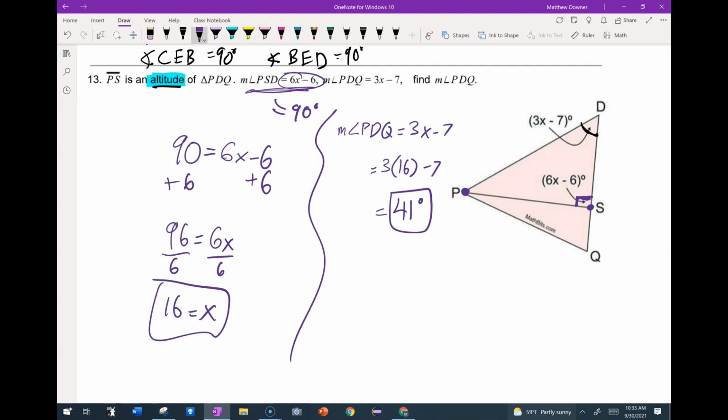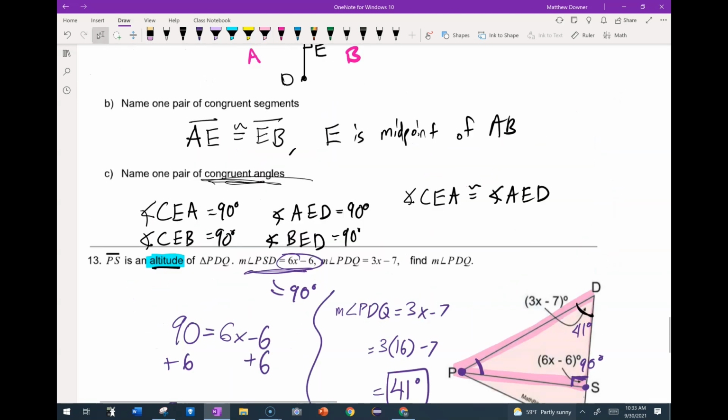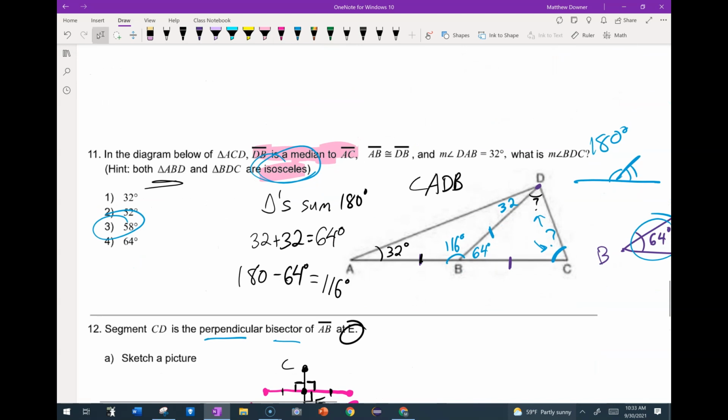So realistically, I could do a lot of things here, even though this is the answer I'm looking for. Now that I know this is 41 degrees, I know this is 90 degrees. If I wanted to figure out this angle on the other side, that should be 90 as well, because those 2 angles should be supplementary. Or if I wanted to figure out this third angle, if I'm looking at this triangle right here, I know that all 3 of those angles should sum to 180. So there's lots of things I could do here. Keep that in mind for something like number 13 and something like number 11, where you need to put your detective hat on and really think about what rules you know about angles.